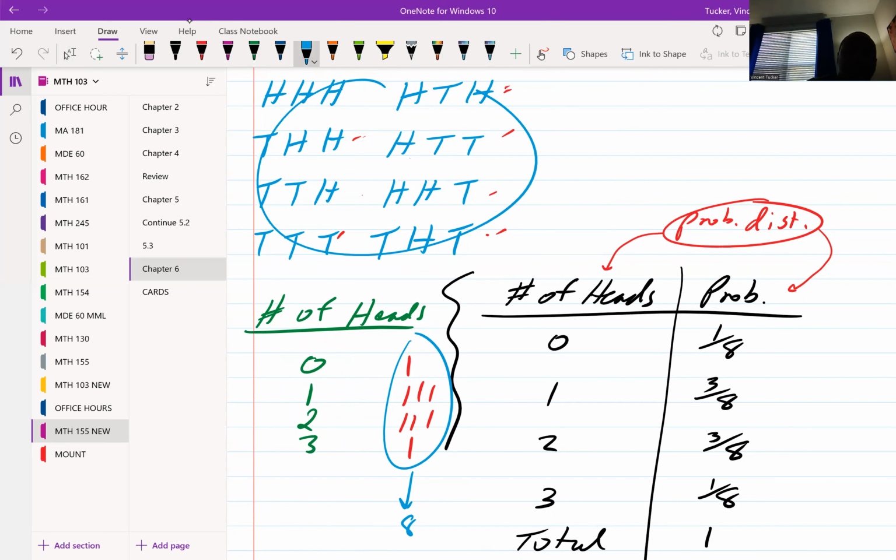When I examine my outcomes, there was one time that there were no heads at all. That's tails, tails, tails. Then 3 times that 1 head appeared, 3 times that 2 heads appeared, and then we had one occurrence in which all 3 coins landed heads up. And once again, don't forget that should add up to give you 8: 1 plus 3 plus 3 plus 1.